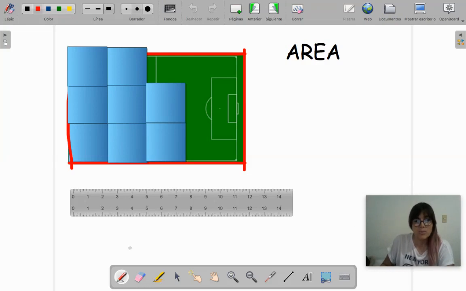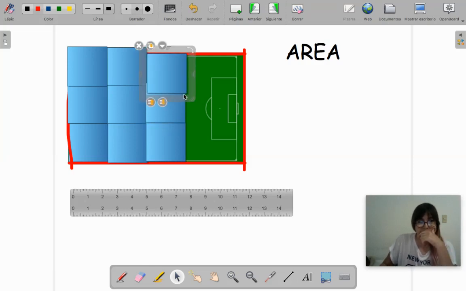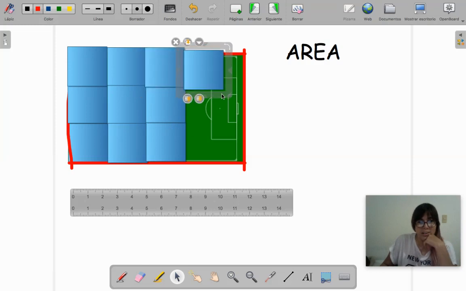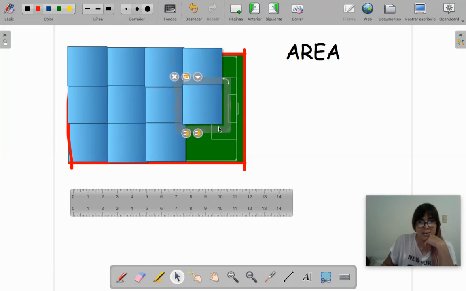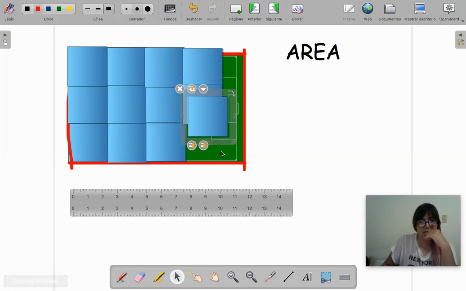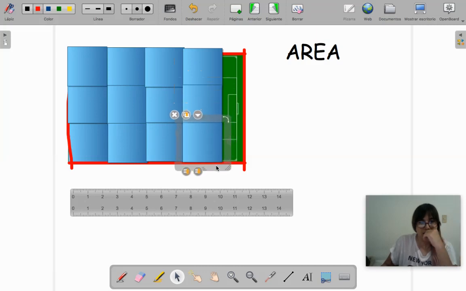Sorry. So we were counting the area. That means counting, filling it with squares. And then we continue. Other square, other square, other square. Sorry for my doggy, as always. Other square, Gavanna, come here.